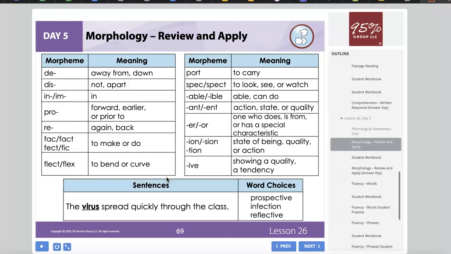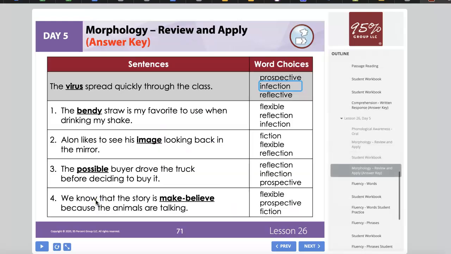Alright, so let's take a look. It says the virus spread quickly through the class. We have word choices over here: perspective, infection, reflective. So we're trying to figure out which word virus could be changed out with. The infection spread quickly through the class. Okay, let's look at number 1.